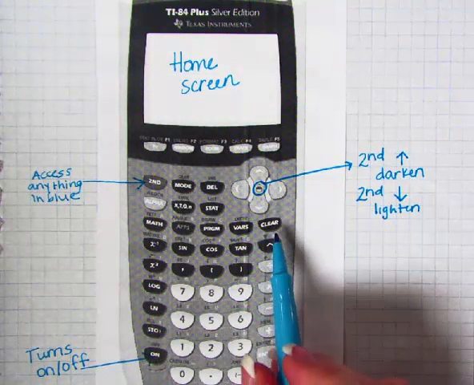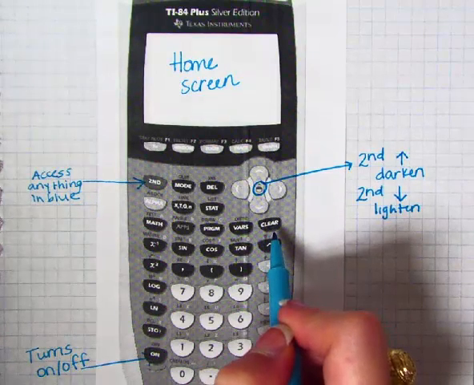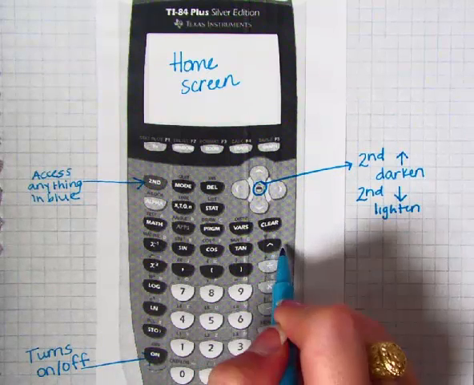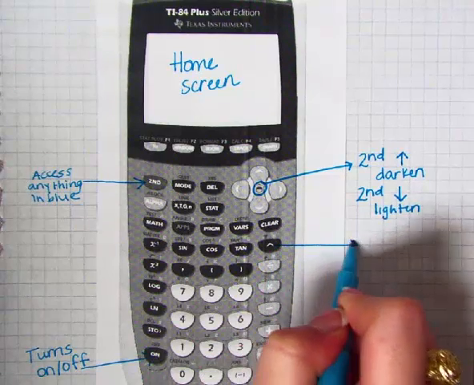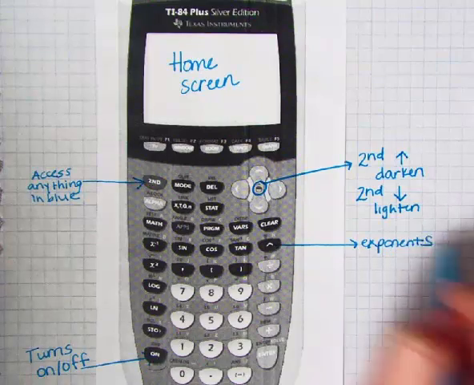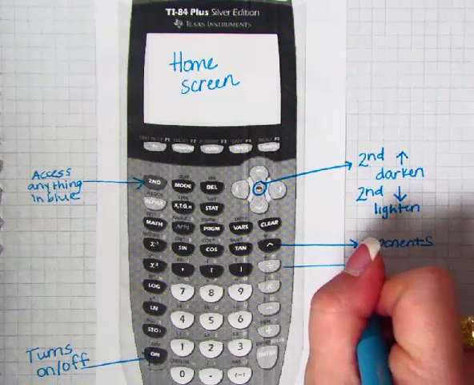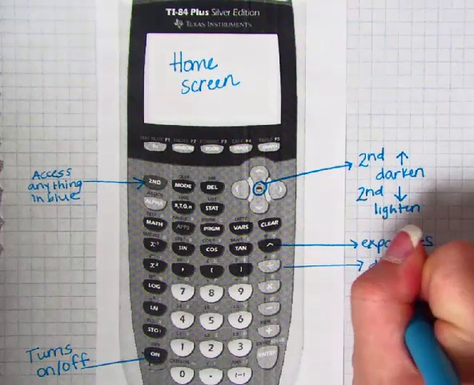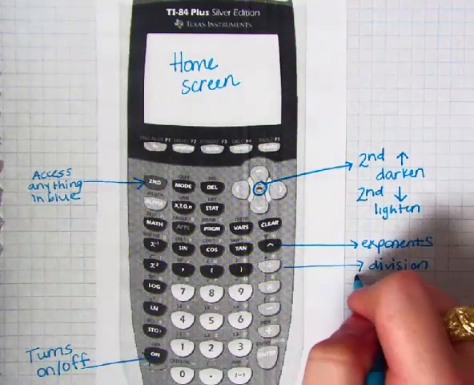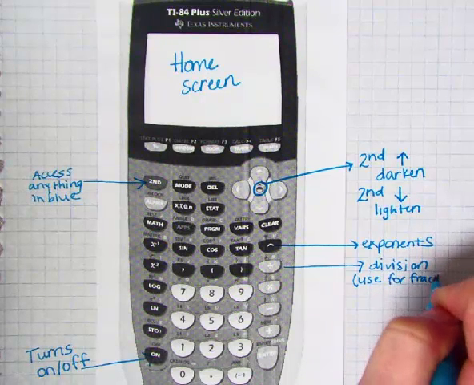If we continue down, you've got your clear key. This does exactly what it says. It clears things for you. The little key under it, I call it a caret or a little up arrow, this is what you use for exponents. The key below that is your division. This is what you will also use to input your fractions.